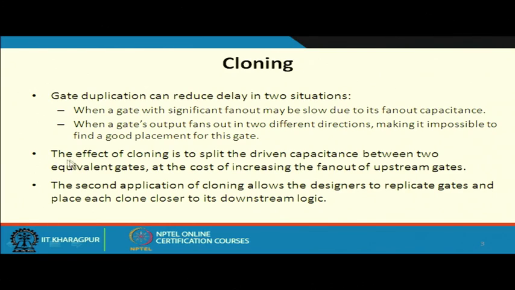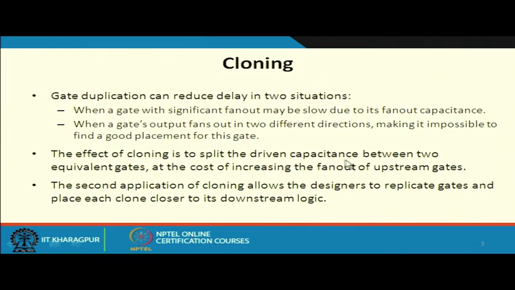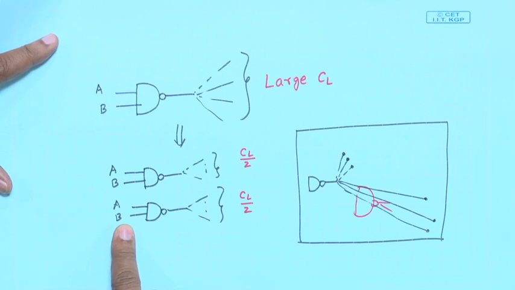So the effect of cloning, as we have just seen, is to split the driven capacitance between two equivalent gates. That means the output capacitance CL was divided into CL by 2 and CL by 2, but at the cost of increasing the fan out of upstream gates. What does this mean? Let us see here again.